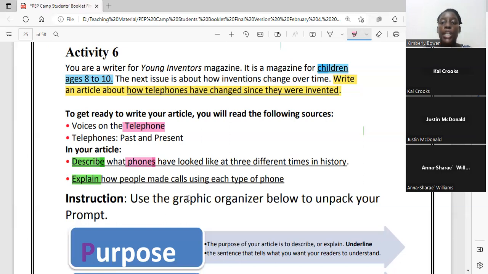But I want you to not get confused with the purpose and the task. Purpose and the task are different. The purpose is what you want the reader to understand at the end of you writing the article. In some cases they might be the same, but in this case they're not. The task is what kind of information you will include in the article. So overall, they must understand how telephones have changed since they were invented. So what type of information will you include in the article for them to understand this? And that's the task, okay?